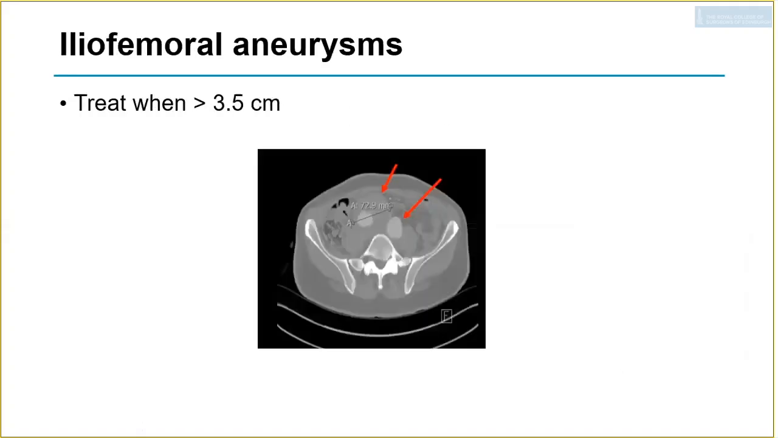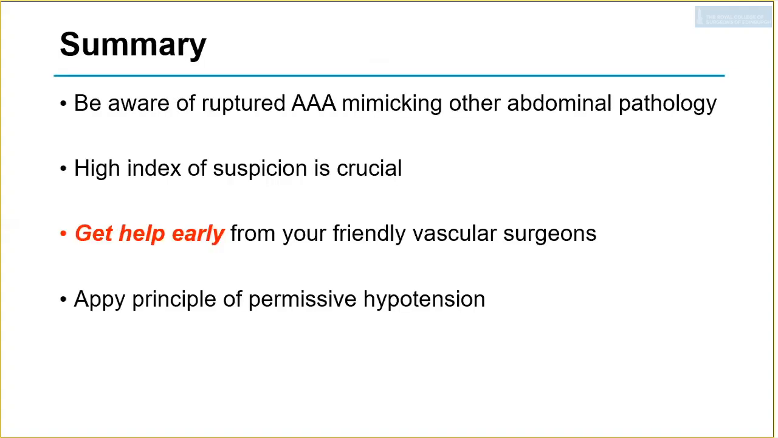Iliofemoral aneurysms: the current guideline for treatment would be when aneurysms of iliac arteries get to more than 3.5 centimeters. We can see the CT scan here with arrows pointing to both iliac artery aneurysms, the one on the right measuring 7.3 centimeters.